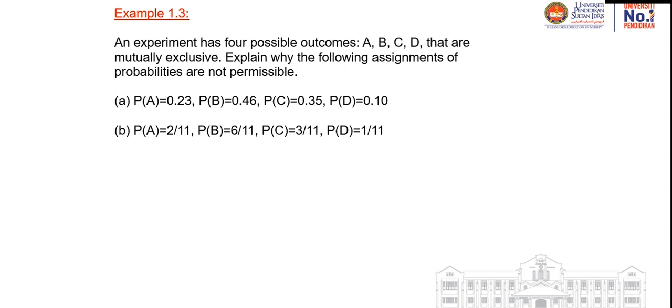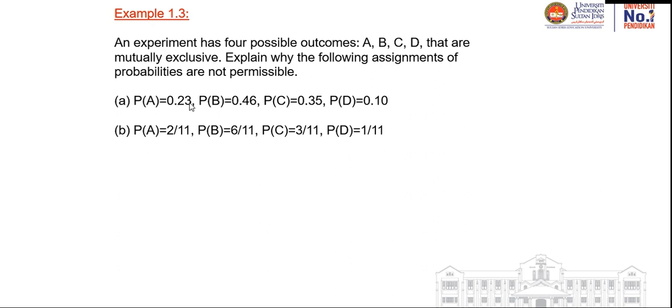Why can we say that the combination of probabilities in A and B are not permissible, or cannot be called the right probabilities? First of all, you need to remember the second property: individual probability must always be greater than or equal to 0. For this case, look at PA, PB, PC, and PD. Individually, each one of them is greater than 0. So it fulfills the first property of probability.